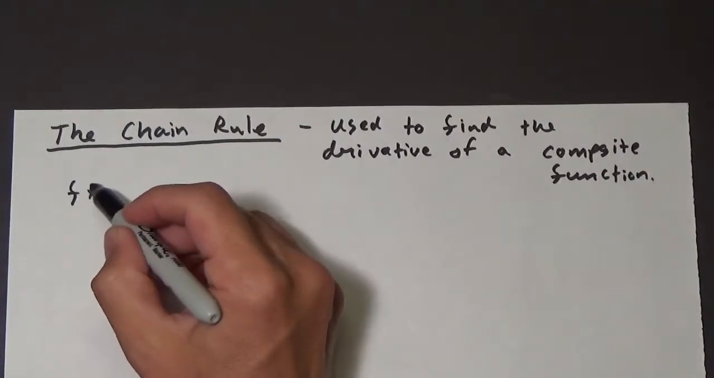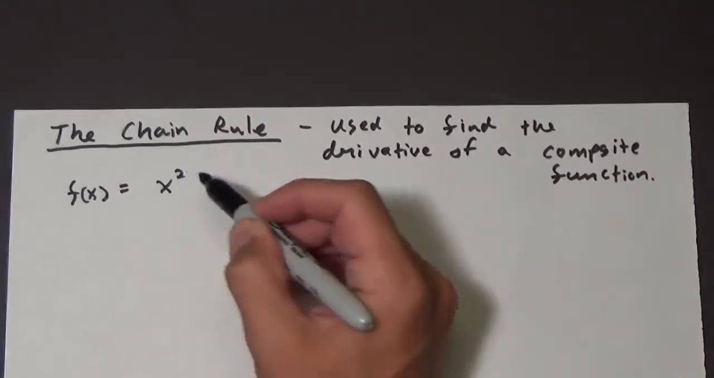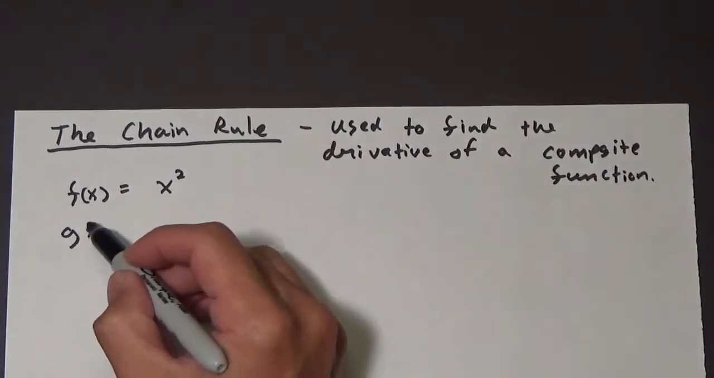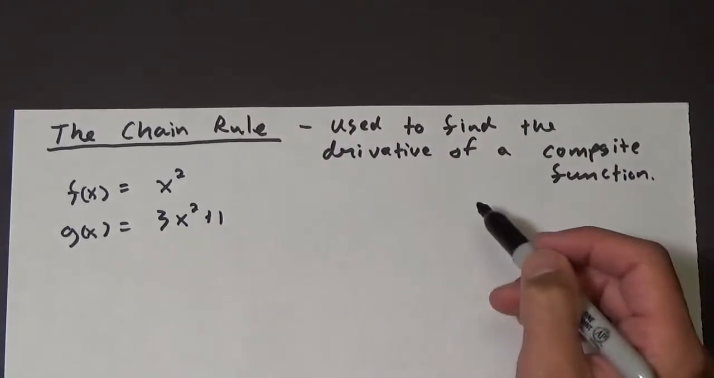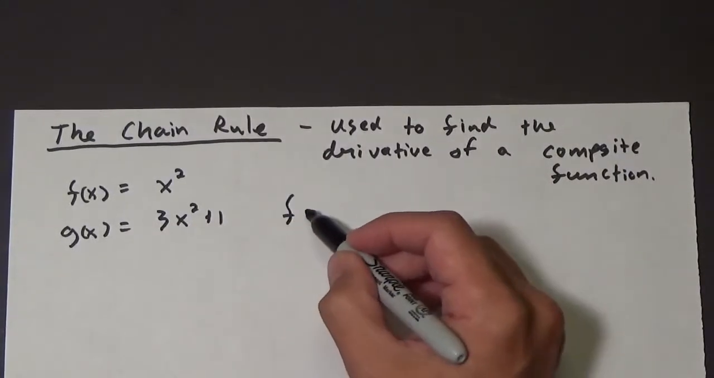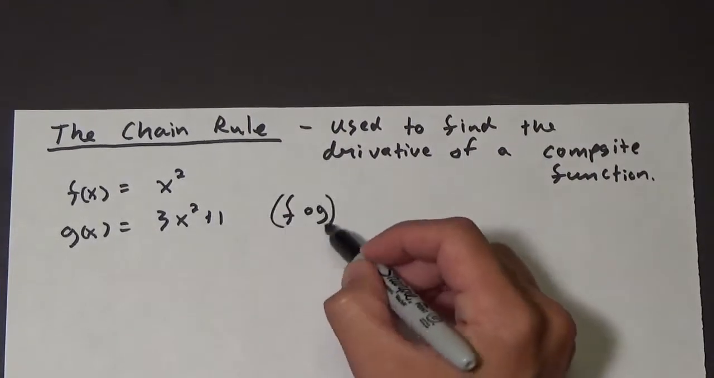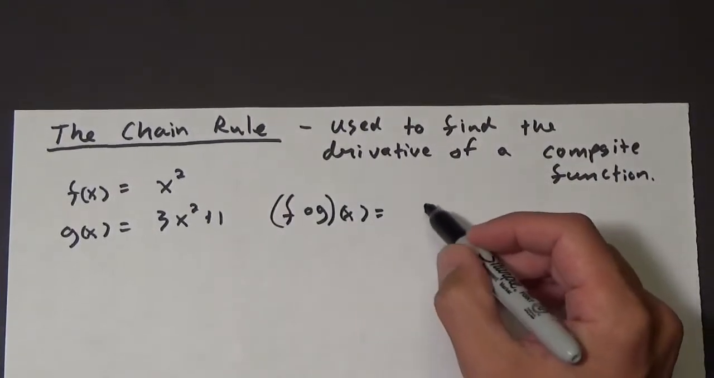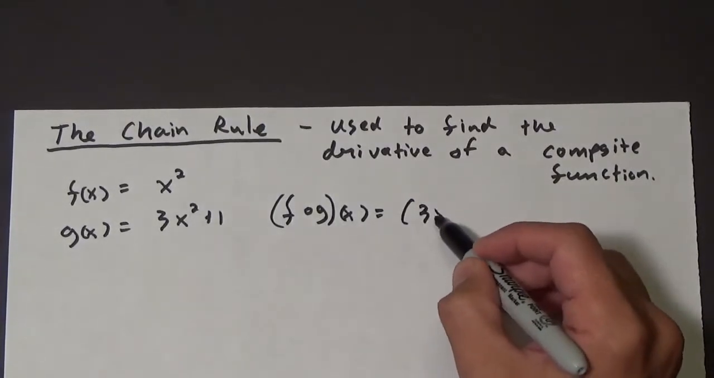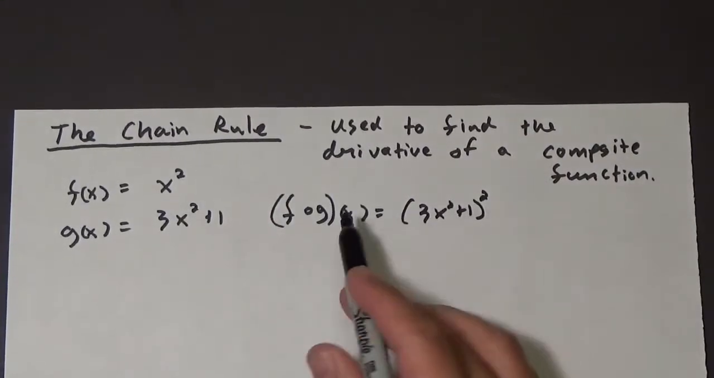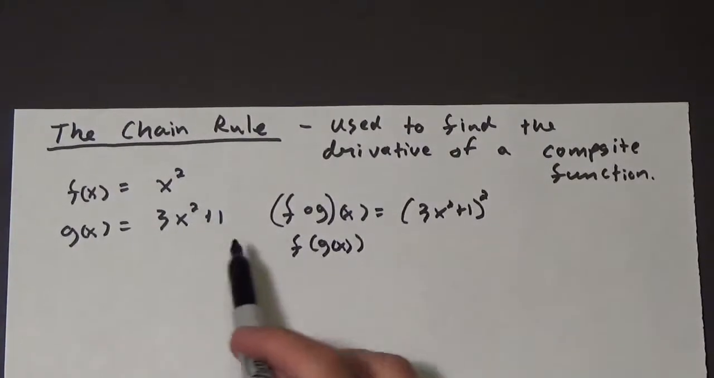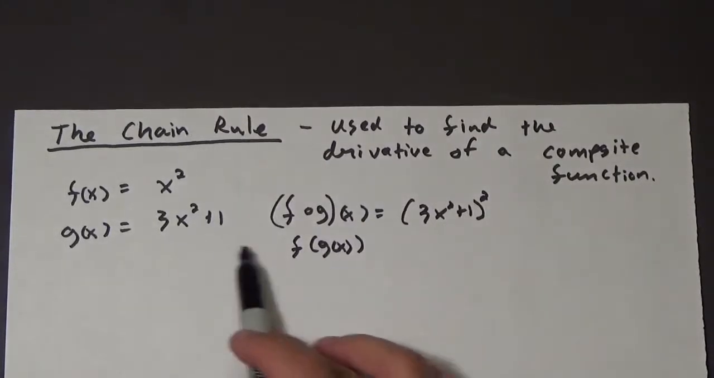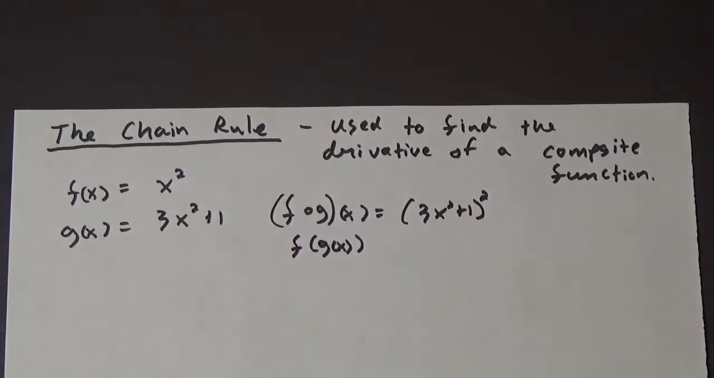Let's say f of x equals x squared, and g of x equals 3x squared plus 1. Well, the composite of f with g of x is going to be (3x squared plus 1) squared. So remember, a composite function, this is essentially f of g of x. A composite function is when we take a function g of x and put it into this other function, which in this case is x squared.